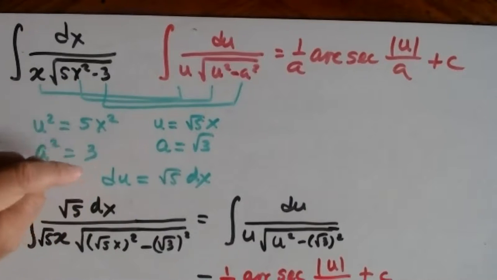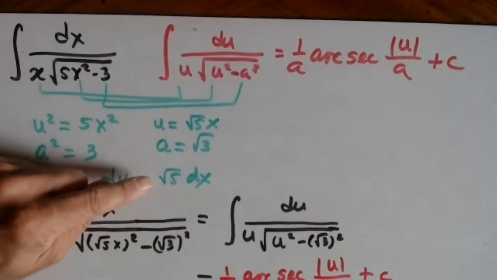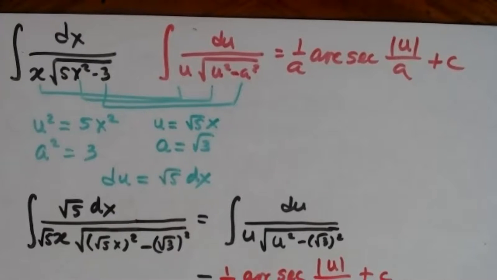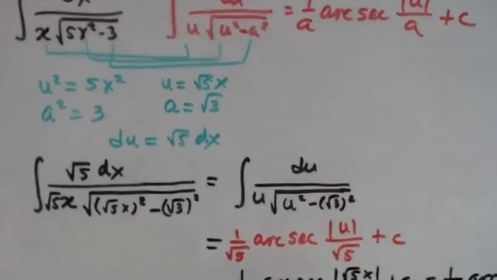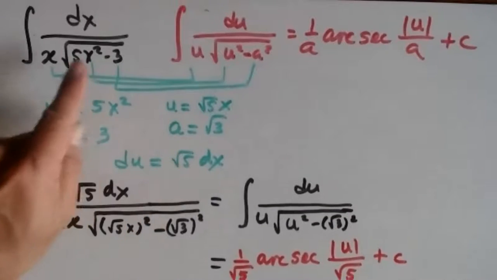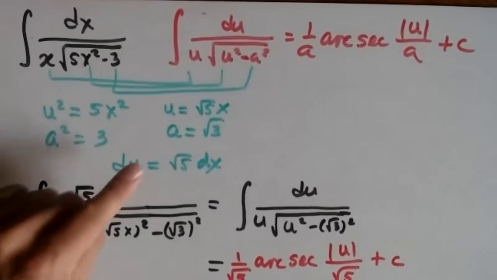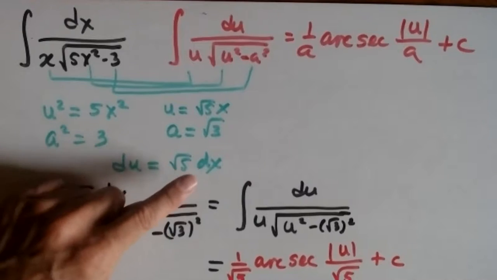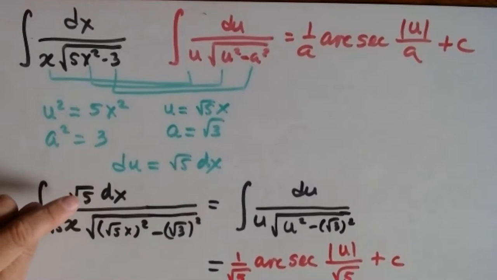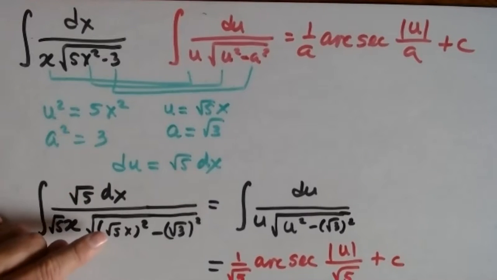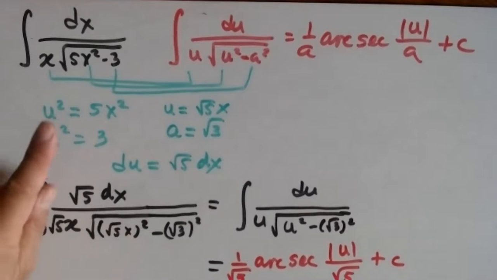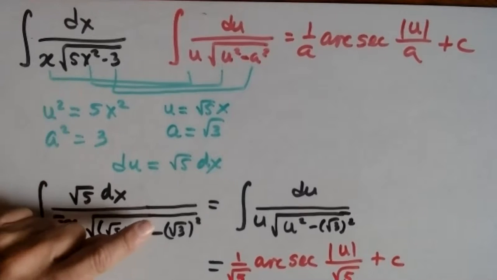Then from this one, you get the du. du is the derivative of the square root of 5x, so it's the square root of 5 dx. And then you adjust these constants in your integral. So, okay, you need the square root of 5 with the dx, so you put it here. Then you put here this as the square root of 5x squared, which is the same as this. Then the square root of 3 squared.